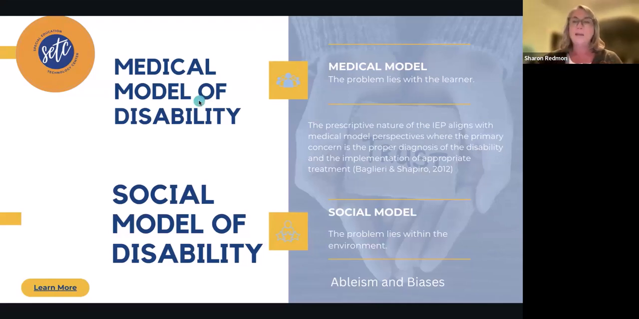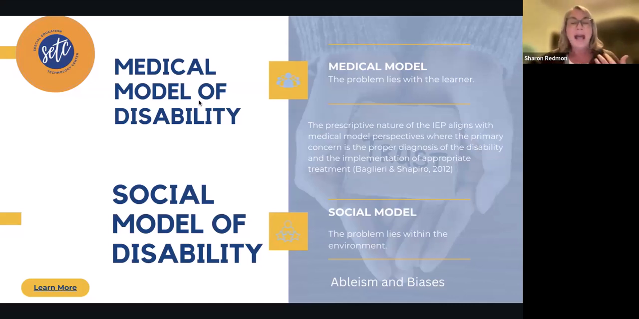And so in the 70s when PL 94-142 came around, it was really based on this medical model of disability, right? Where that problem lies within the learner. And so with that, then you have that deficit terminology and deficit model, right? And so we're always starting with, well, what is the problem? And then we move into, well, here's the solution, right? Here are the goals we're going to be working on. Here are the things we're going to fix.